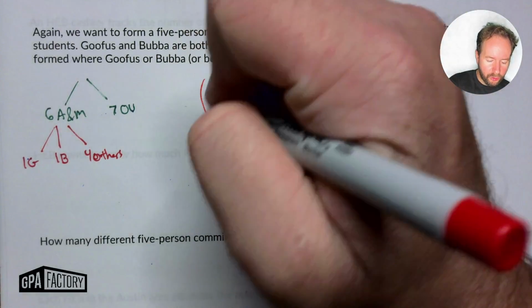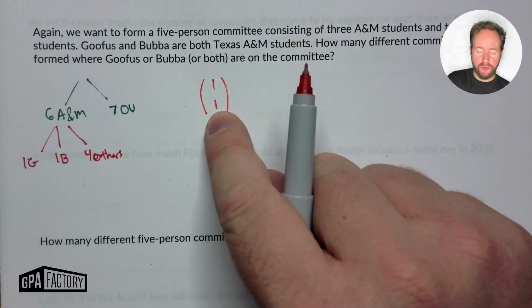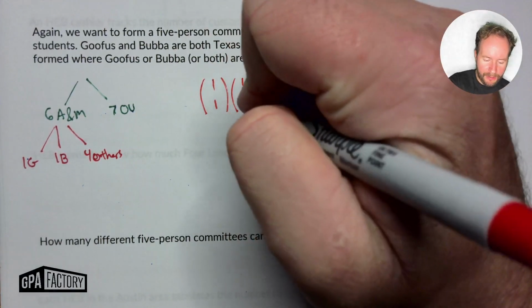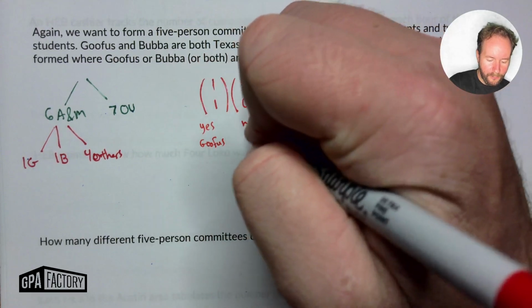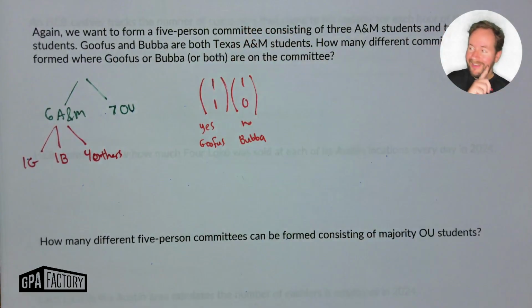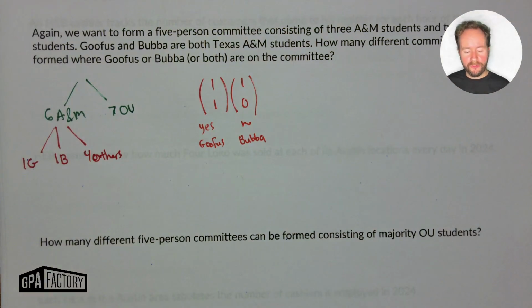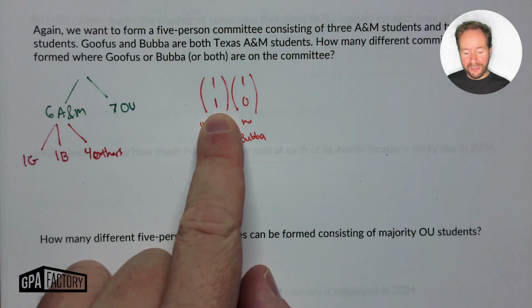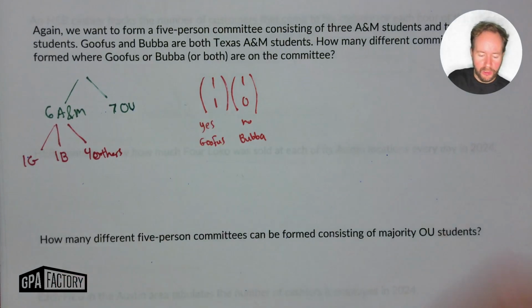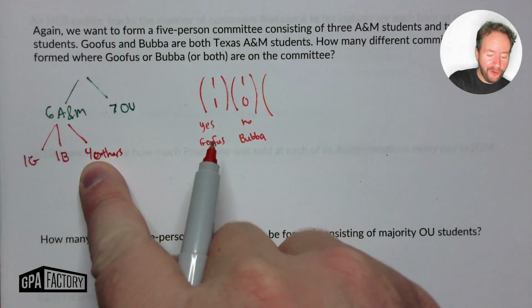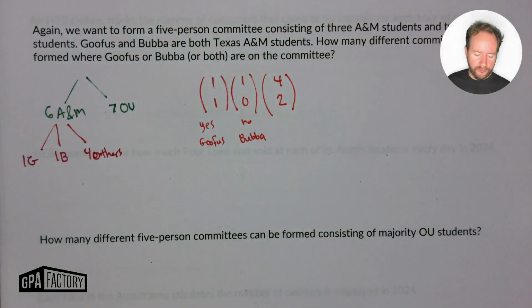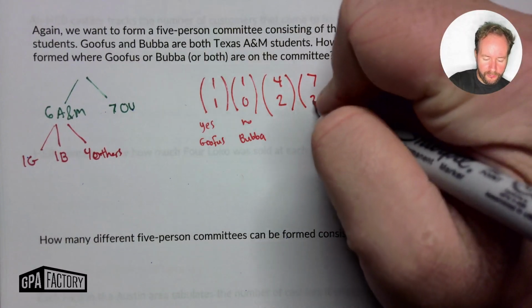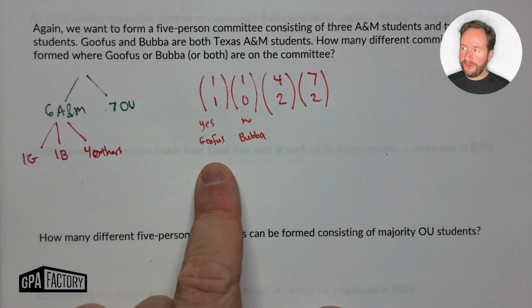I'm going to say Goofus is on the committee, so there's only 1 Goofus and I'm choosing him. I'm not choosing Bubba, so yes Goofus, no Bubba. And don't forget, I'm supposed to choose 3 A&M students. I've already chosen Goofus, so I need to choose 2 more A&M students, right? Goofus was an A&M student. I need 3 A&M students, so I need 2 more. And I have to choose that from the 4 other A&M students. There's 4 other A&M students from which I'm going to choose 2. And then I have to choose my OU students, of which there are 7, and I'm choosing 2 of them. Now, that is yes Goofus and no Bubba.